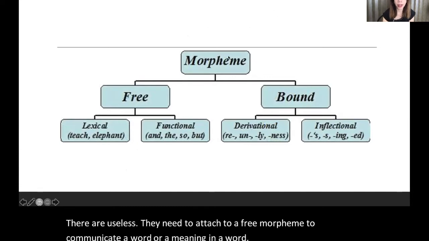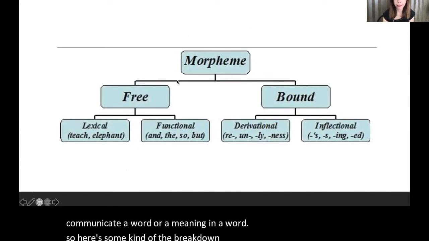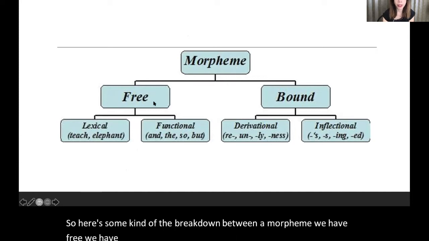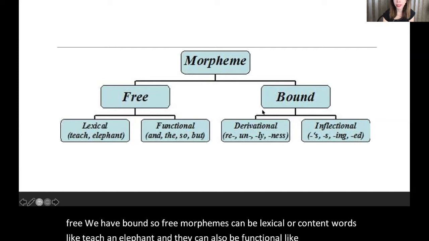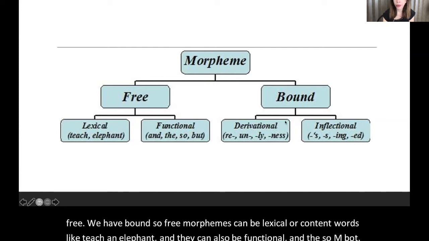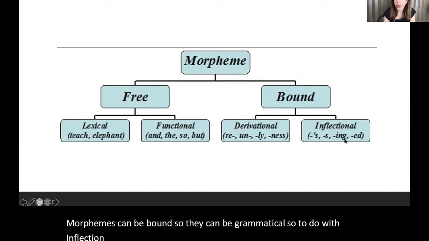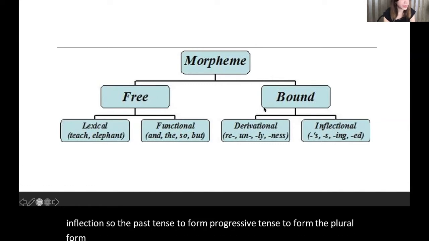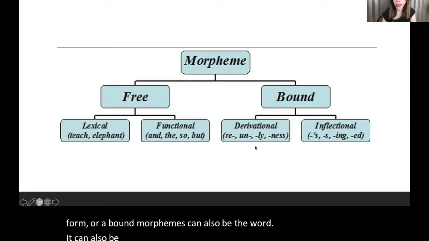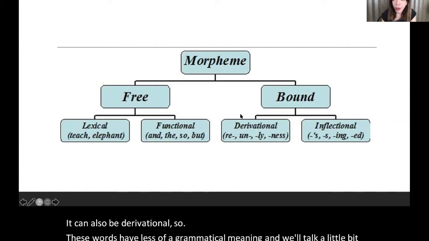So here's the breakdown of a morpheme. We have free, we have bound. Free morphemes can be lexical or content words like teach and elephant, and they can also be functional like and, the, so, and but. Morphemes can be bound, so they can be grammatical, to do with inflection, so the past tense, to form progressive tense, to form the plural form, or bound morphemes can also be derivational. So these have less of a grammatical meaning, and we'll talk a little bit about derivational morphology quite soon.